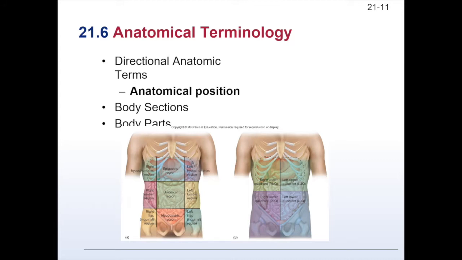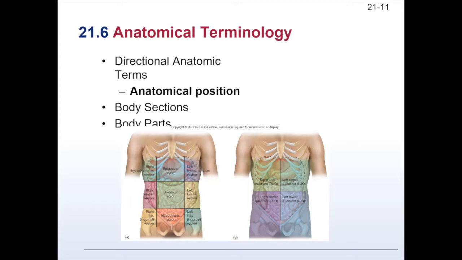The anatomical reference point is a standard body position called the anatomical position. In the anatomical position, the body is erect, the palms face forward, the thumbs point away from the body, and the feet are slightly apart. It's important to understand the anatomical position because most directional terms are based on that stance.